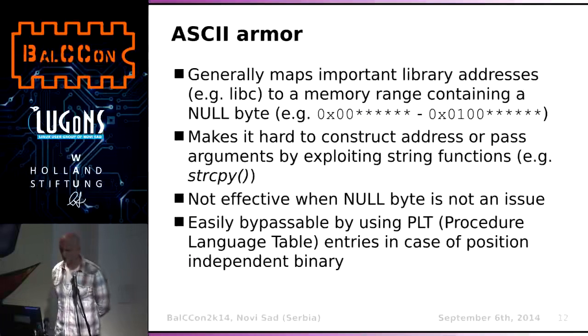ASCII armor is the fancy mechanism where the system functions are enforced to use the 00 character in its address. So if you know basics of the buffer overflow, you'll know that the 00 is a big nemesis of the buffer overflow.